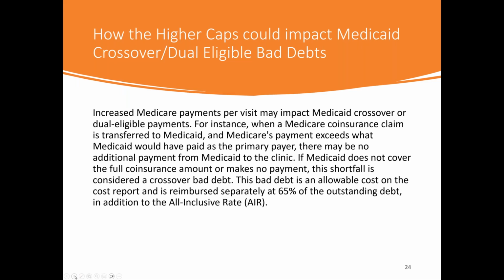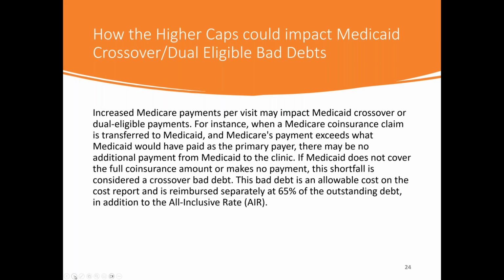Another thing that these higher payments from Medicare impact is your Medicare-Medicaid dual eligibles. For Medicare, if you have a patient who doesn't pay the co-insurance, that $46 co-insurance we just talked about, or that $240 deductible, and you do all the right collection efforts, then we can put that on the cost report, and Medicare will reimburse you 65% in addition to your all-inclusive rate. If it's a Medicaid patient, it should automatically cross over to Medicaid.